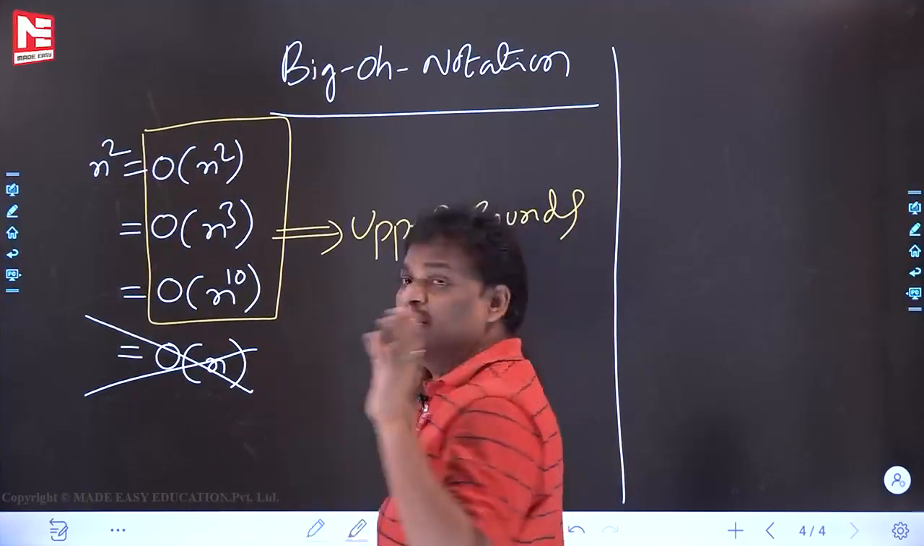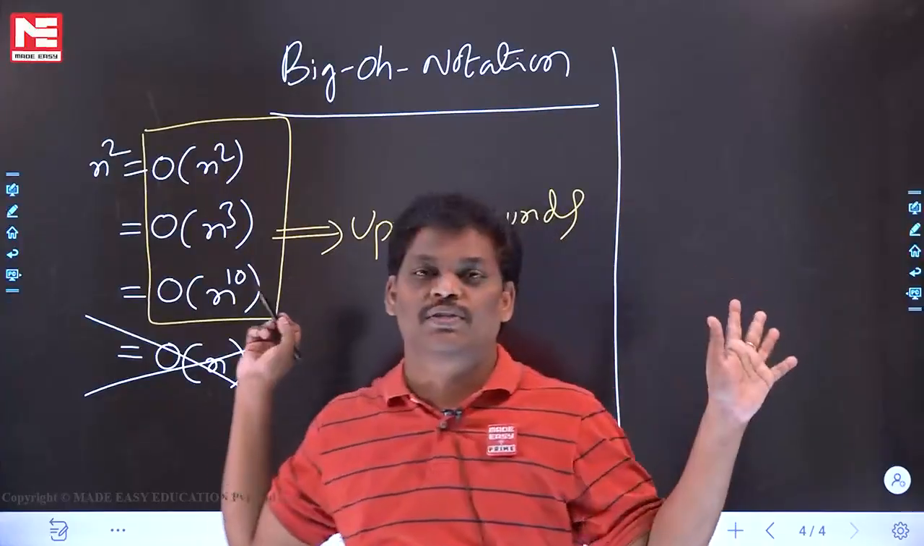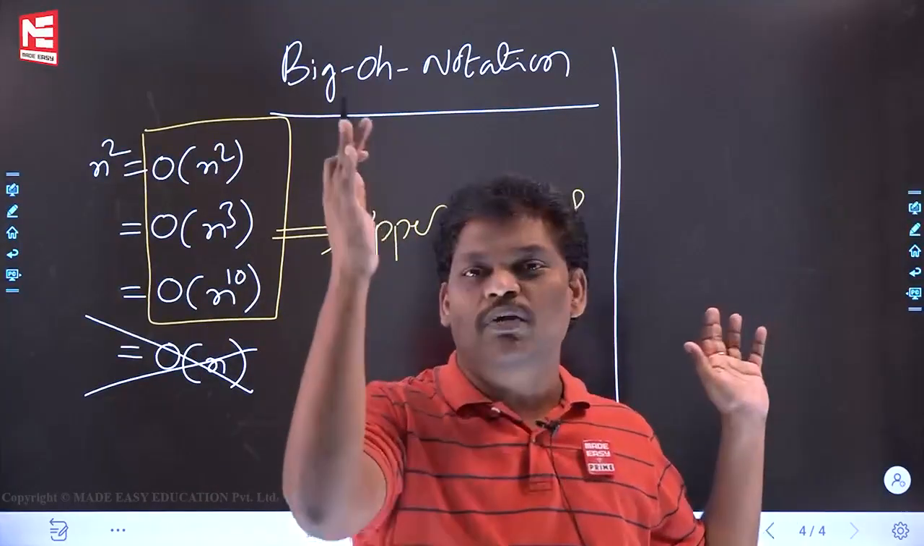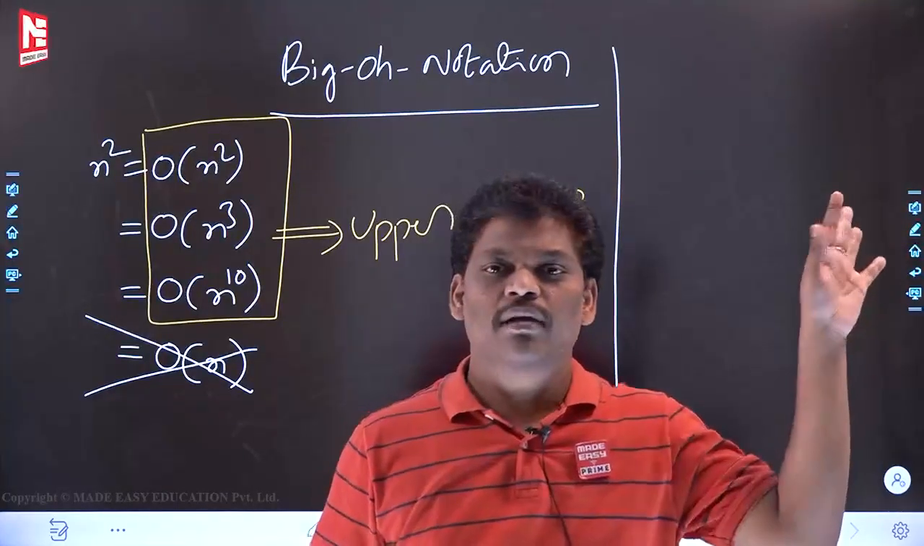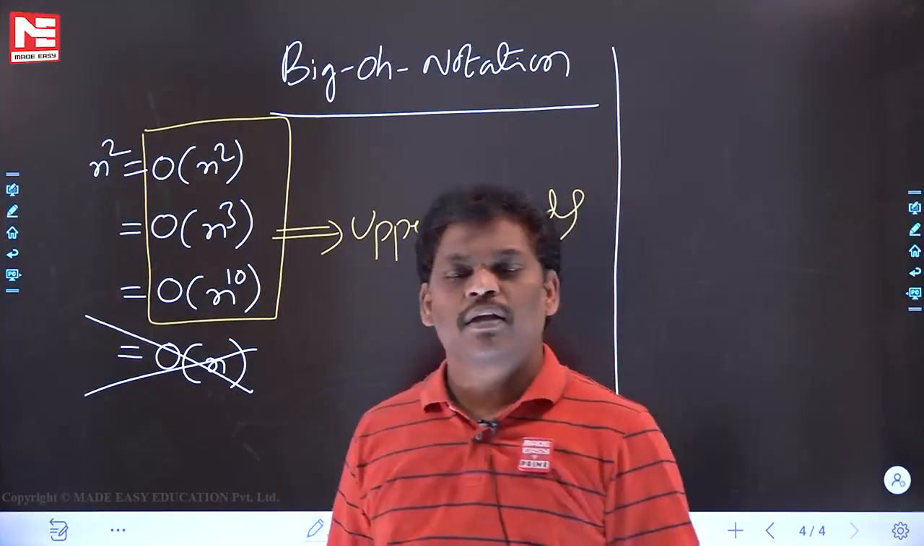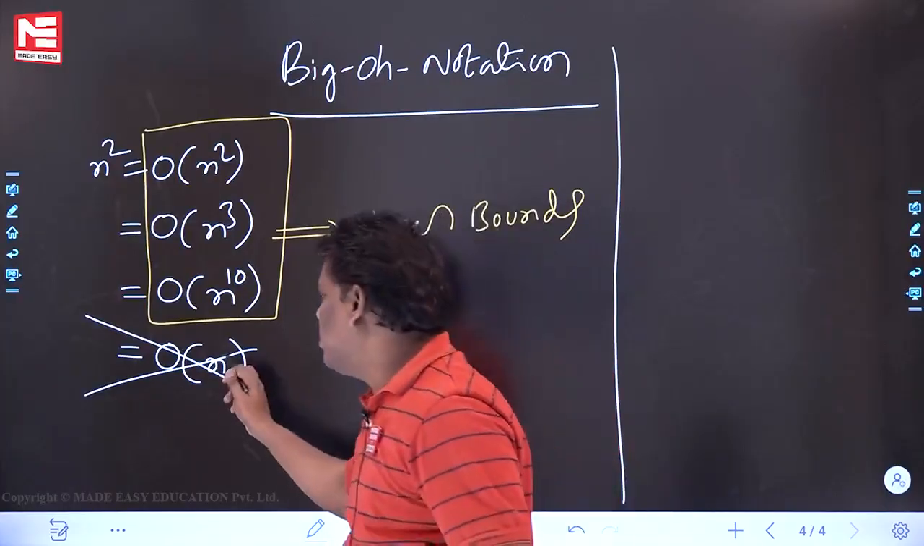Please be careful, I am explaining only this point. Big O notation, right-hand side, who will be there? Either greater or equal functions should be there, which means upper bounds will be there. Everyone knows. Next, one more: a smaller function cannot be there.